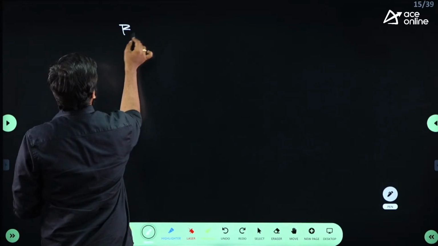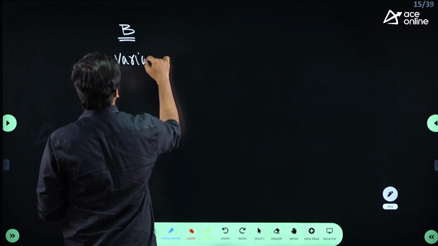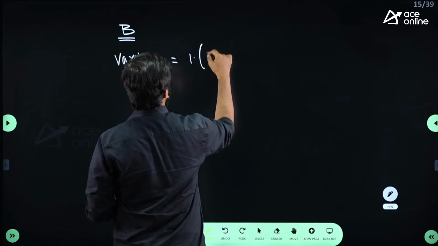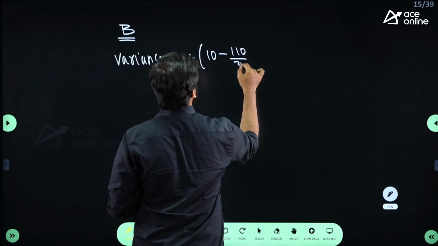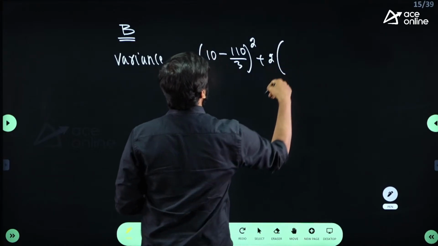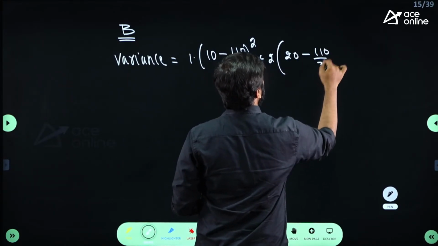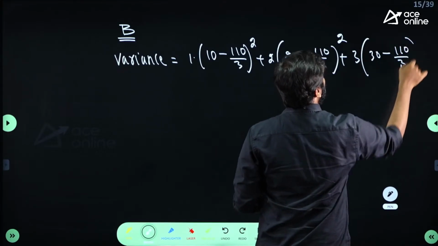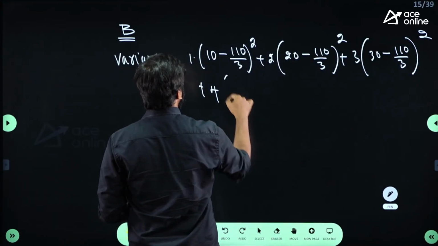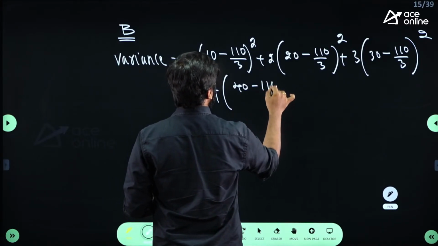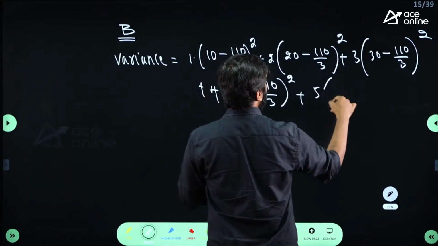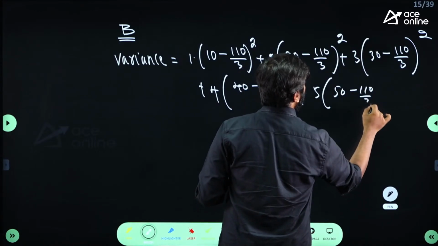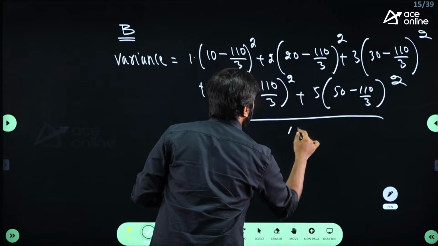Come on. How do you find the variance of B? You can write like this, 1 into 10 minus the mean, which is 110 by 3, and then you take a whole square, plus 2 into, next 20 minus 110 by 3 whole square, and then you have 3 into 30 minus 110 by 3 whole square, and then 4 into 40 minus 110 by 3 whole square, and finally 5 into 50 minus 110 by 3 whole square, and then again you will have in the denominator 15.